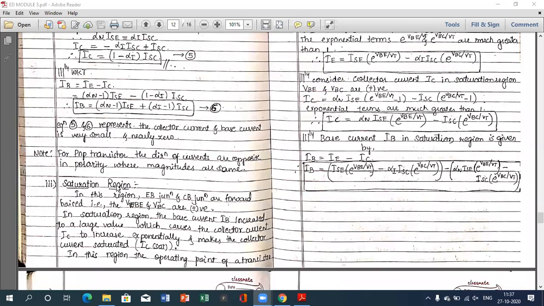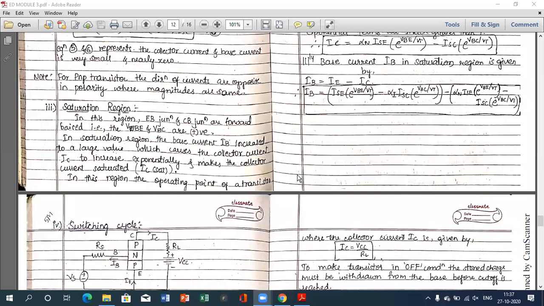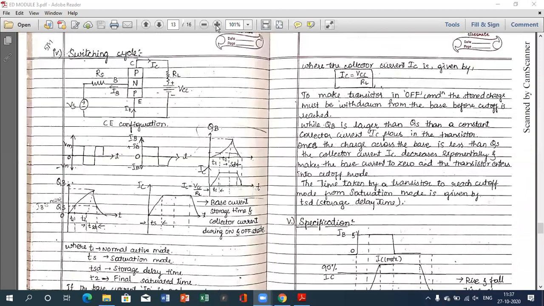Similarly, we went through the saturation region. In the saturation region, we assumed that the transistor operates with both junctions forward biased, that is, the emitter-to-base junction is forward biased and the collector-to-base junction is also forward biased. Based on that, we took the Ebers-Moll model formulas and derived the expressions for IB, IE, and IC in the saturation region. Now we'll move on to the next topic, that is, the switching cycle.